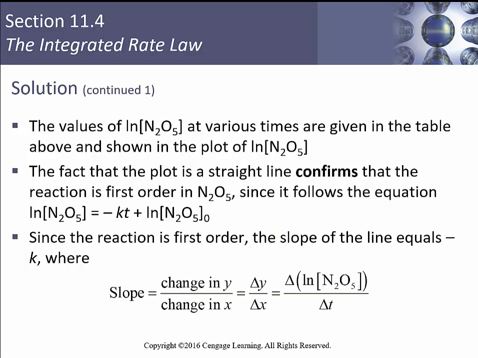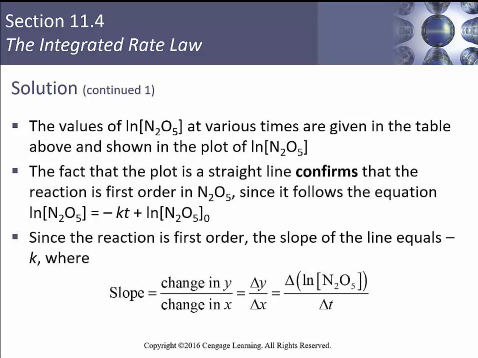The values of the natural log of the dinitrogen pentoxide concentration at various times given in the table above show in the plot for the natural log of the N2O5. The fact that the plot is a straight line confirms the reaction order is first order with respect to the dinitrogen pentoxide, and it follows that the equation is going to be the natural log of N2O5 is equal to minus kt plus the natural log of the initial concentration.